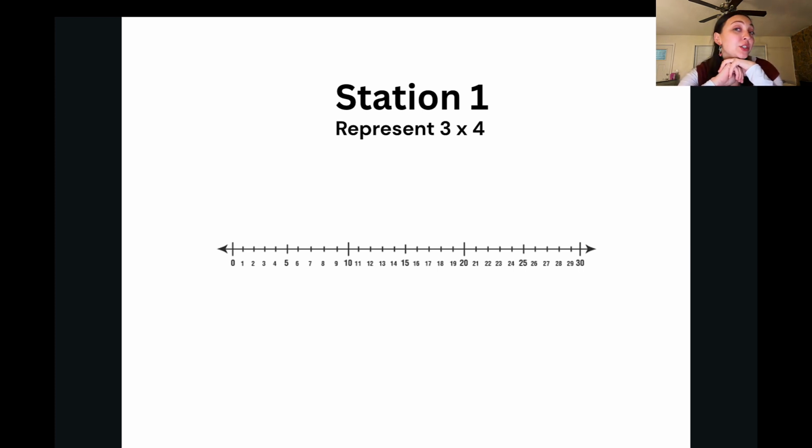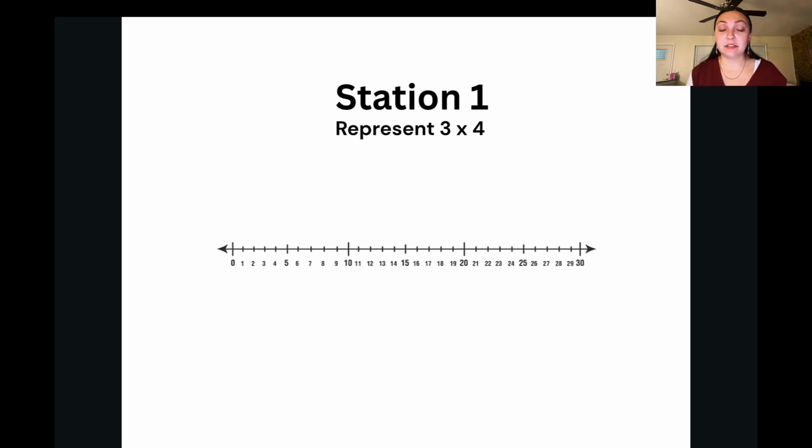Because constructivism is student-centered and not teacher-led or teacher-directed, you have to figure out how you put and represent 3 times 4 on a number line. So you have to think, okay, 3 times 4 is telling me there's 3 groups of 4. Well, okay, I know the whole problem, 3 times 4 is 12. But if I didn't know that, how can I use this number line to help me solve?